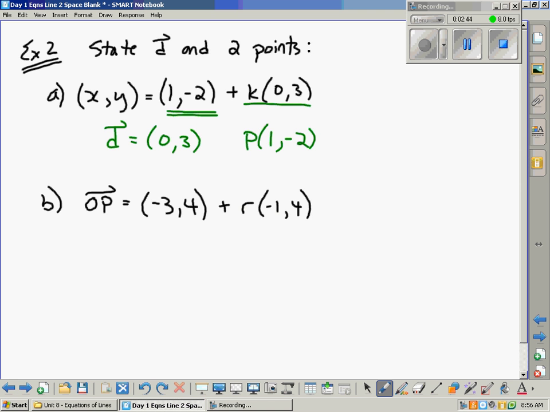So the easiest point to find is just to choose an easy value for k. And to me, the easiest value for k is 1, right? So 1 times (0, 3) is still (0, 3). And now you actually do the addition. You do the 1 plus 0, so that's, so I'll call that 0.1. This is 0.2. So 1 plus 0 is just 1. And then negative 2 plus 3 is 1. And that's another point. And this would be if k equals 1.